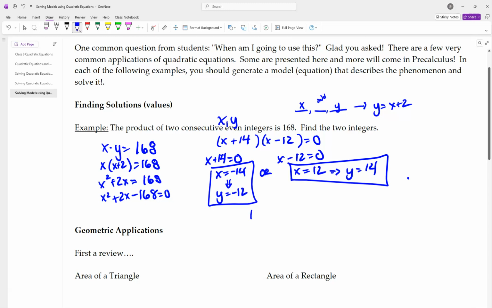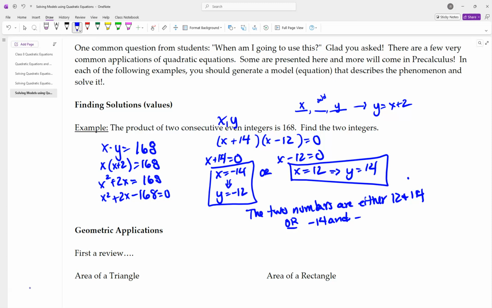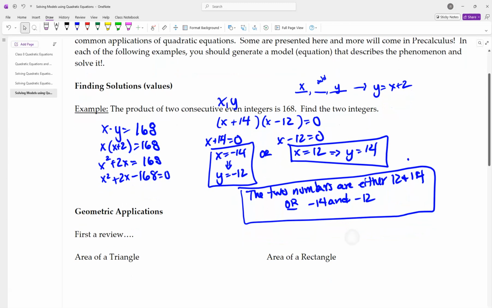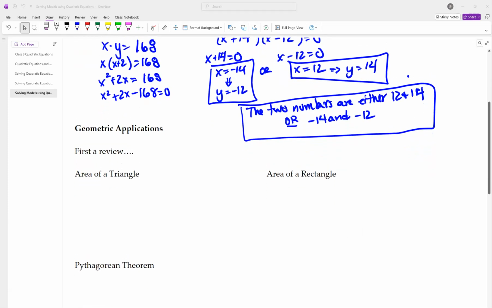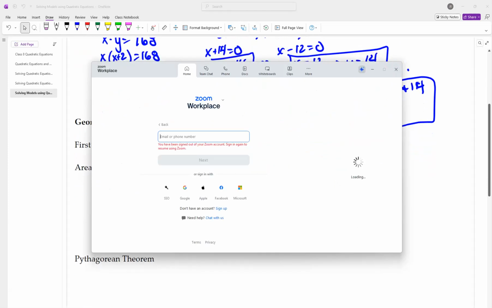So I should say the two numbers are either 12 and 14 or negative 14 and negative 12. I'm writing this out in a sentence because when we are given a context, we should always respond in that context. Again, this is kind of a superficial example, but it still hits the point of showing that there's an application to everything.